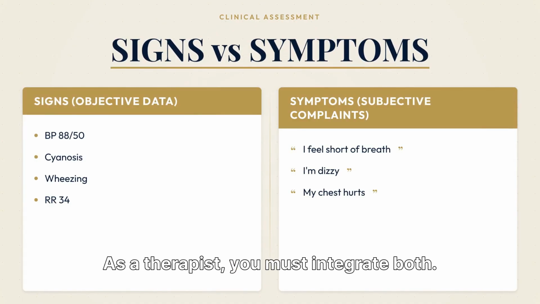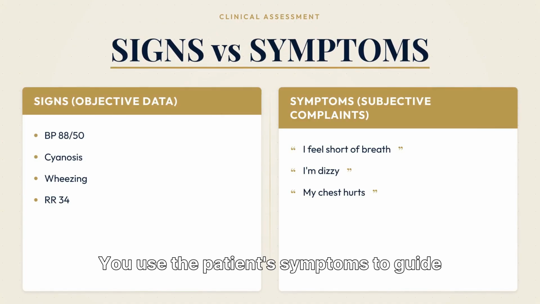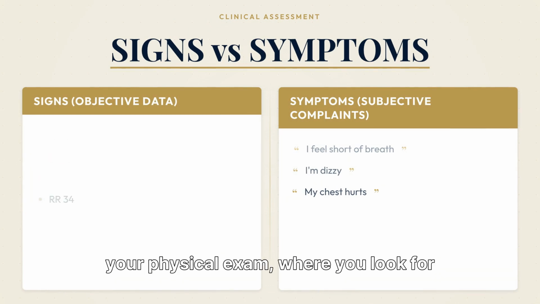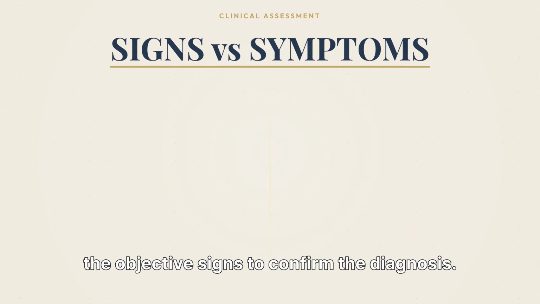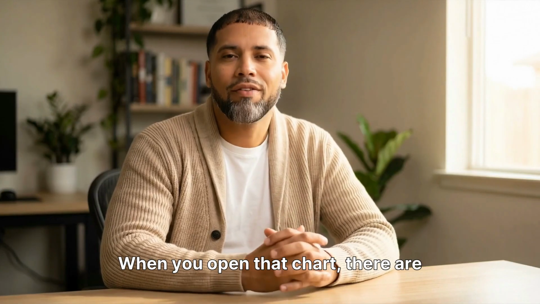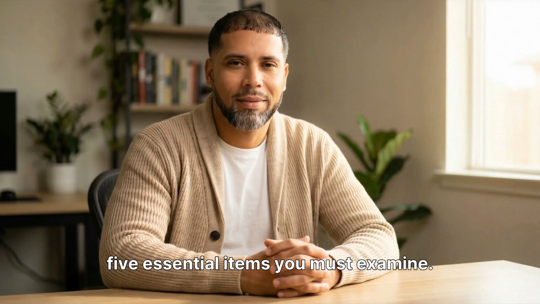As a therapist, you must integrate both. You use the patient's symptoms to guide your physical exam, where you look for the objective signs to confirm the diagnosis. When you open that chart, there are 5 essential items you must examine.